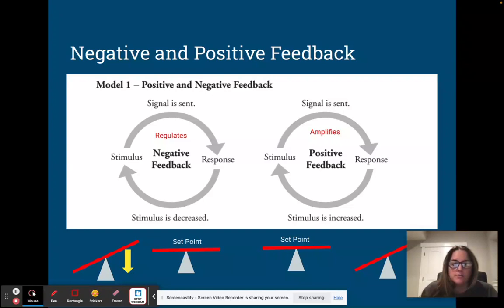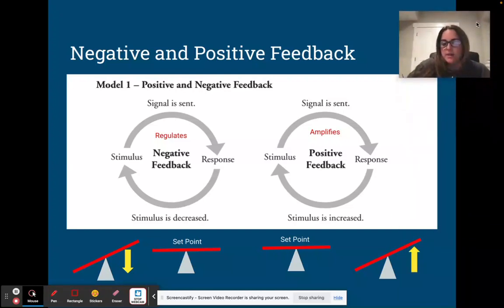So a negative feedback is going to be something that regulates and helps us get back to set point. And a positive feedback is going to be something that amplifies. So those are two words that I try to get my students to associate with negative versus positive feedback. So let's talk a little bit about negative feedback first. So in both of these systems, we have a set point that's a normal. So imagine this balance down here is at normal set point.